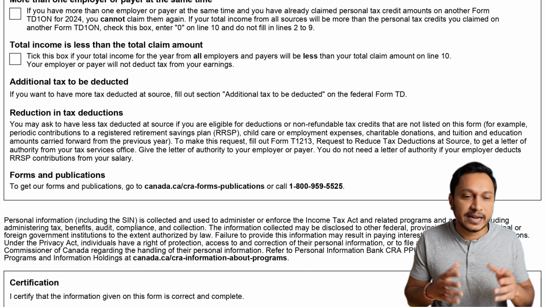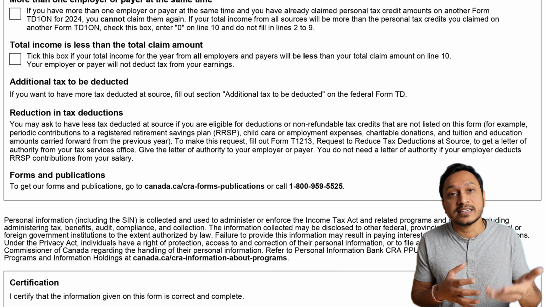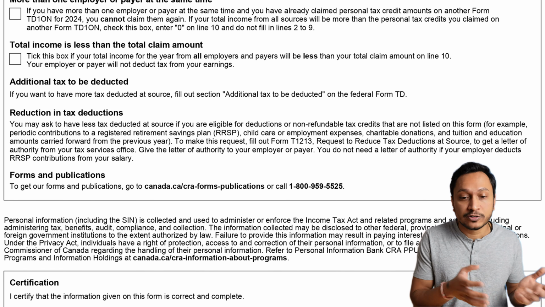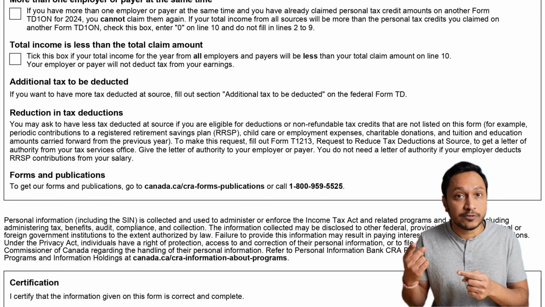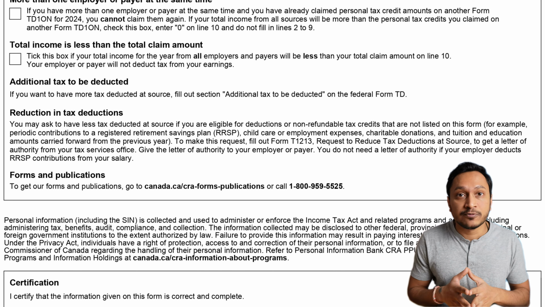The next section is the additional tax to be deducted. Let's say you know that you have to pay some tax at the end of the year and you want to deduct that additional tax. The provincial form does not allow that, so you have to fill the federal TD1 form for that. If you are looking to fill out the federal TD1 form as well, please check out the video here. I have explained everything in detail for the year 2024.